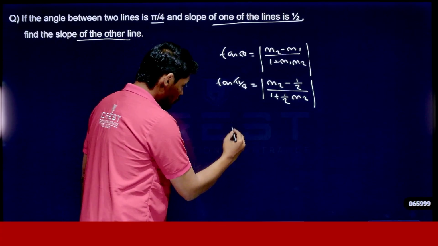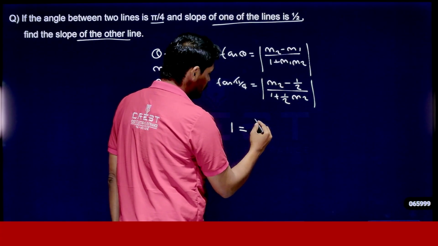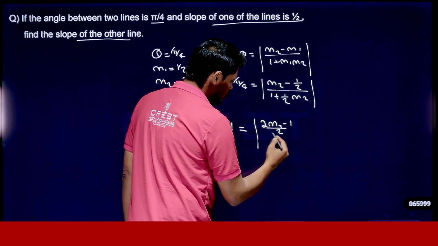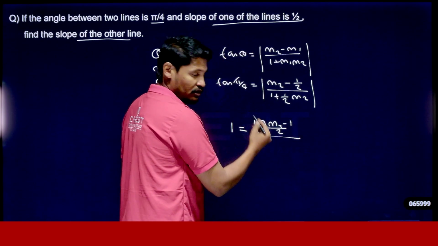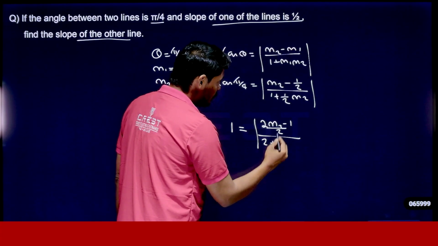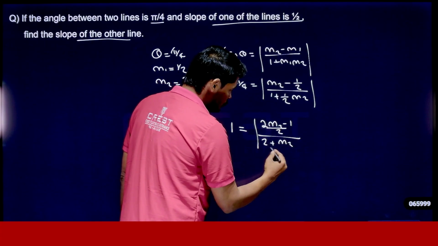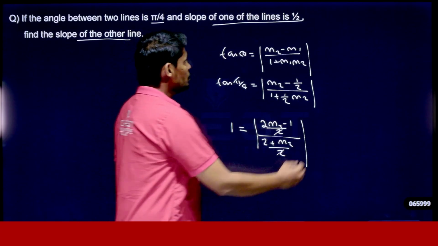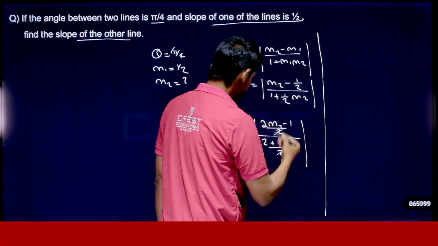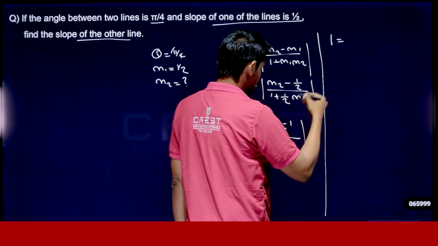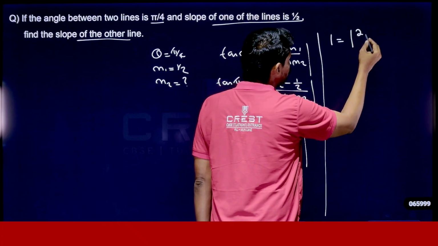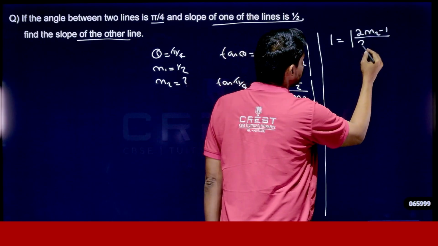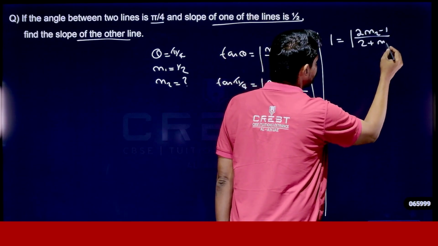It is 1. So 1 equals, when you cross multiply, the modulus of (2m2 minus m1) divided by 2, the whole divided by, here also you can cross multiply, (2 plus 1 into m2), which is m2 divided by 2. We can cancel this 2. You will get 1 equal to the modulus of (2m2 minus 1) divided by (2 plus m2).